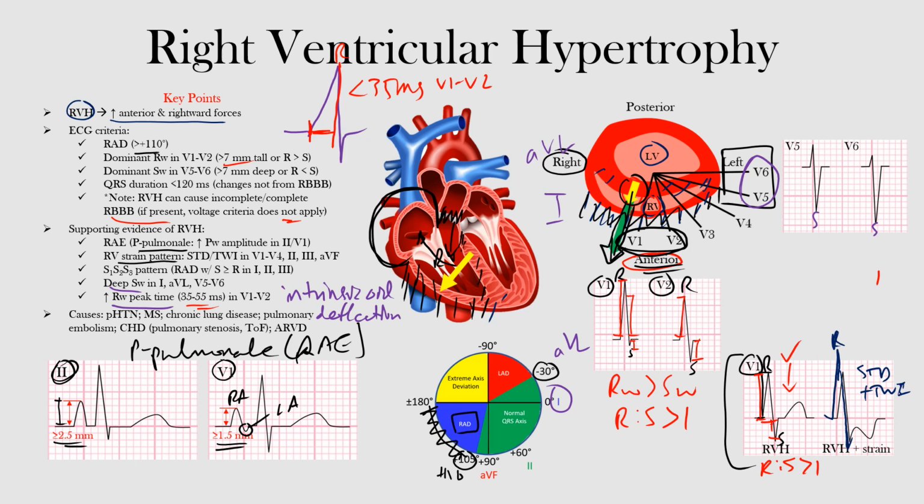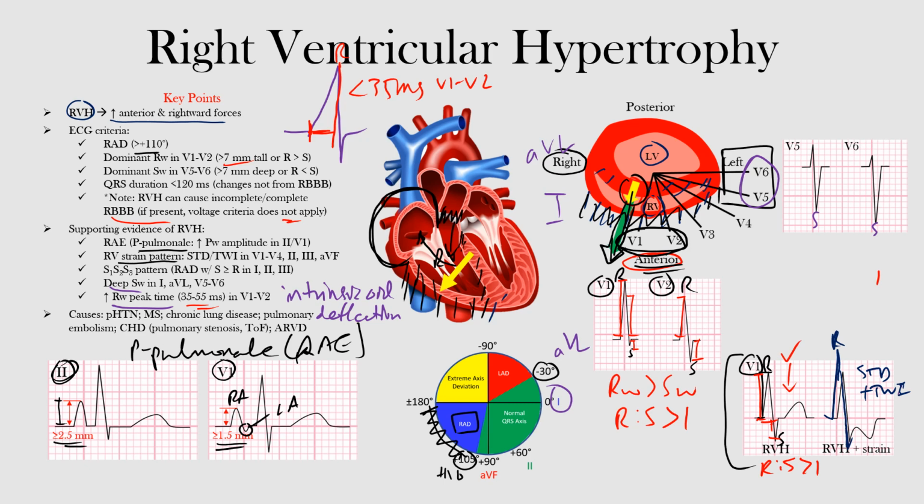All right, in terms of causes, we've listed a few here, including pulmonary hypertension, mitral stenosis, chronic lung disease, pulmonary embolism, in which we can see right heart strain, congenital heart diseases such as pulmonary valve stenosis or tetralogy of Fallot, as well as arrhythmogenic right ventricular dysplasia.